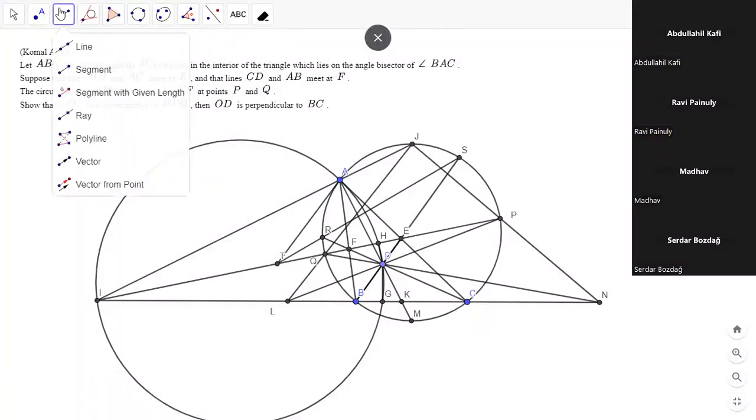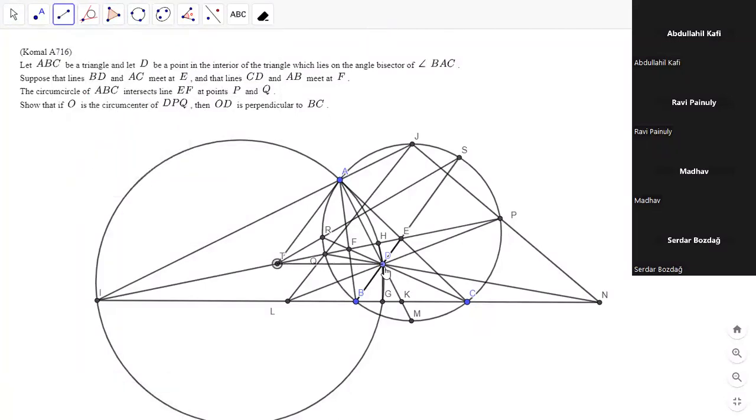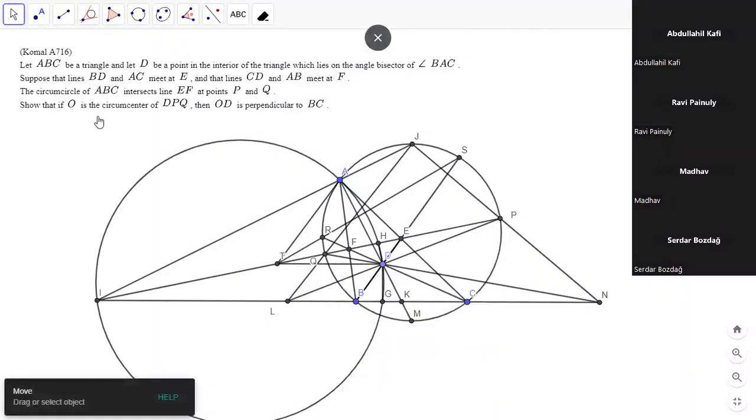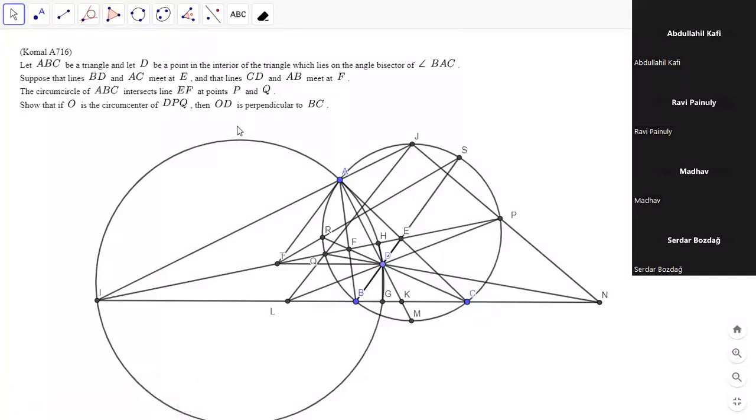So if we prove that DT is parallel to BC, what was the next thing you said after that? DT tangent to DRS. Yes. And would that solve the problem? Yes.